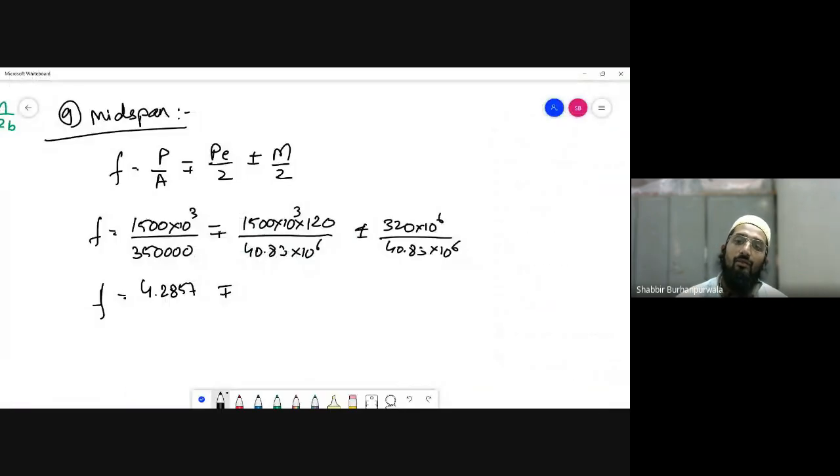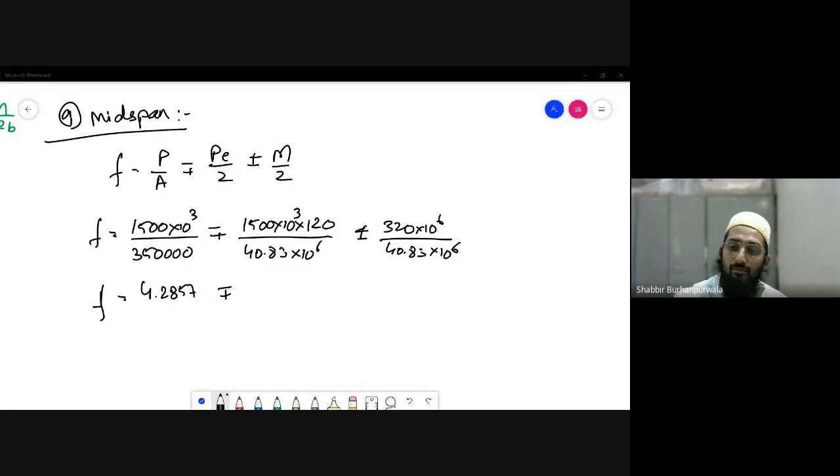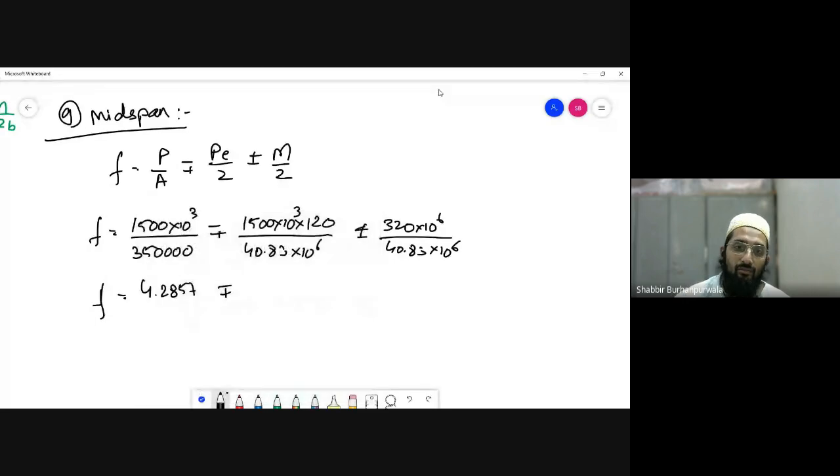It is not possible what you are saying. 90 into 10 raised to 6 is not possible. Please check. It is 1500 into 10 raised to 3 multiplied by 120 divided by 40.83 into 10 raised to 6. 4.4085. Is everyone getting the same answer? Please check.